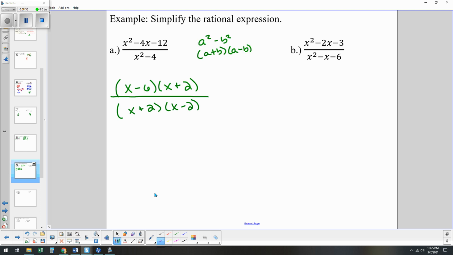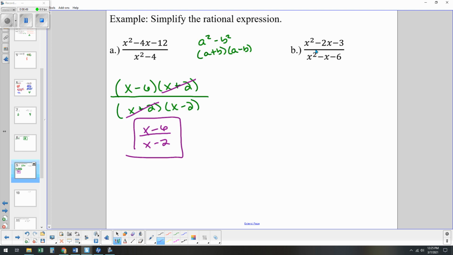So now I'm going to look at this, and I have an entire x plus 2 on the top and on the bottom. I don't have any other x minus 6's. I don't have any other x minus 2's. So my answer is x minus 6 over x minus 2. And I'm done with that problem.